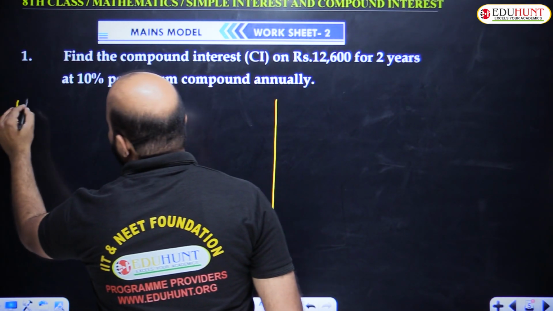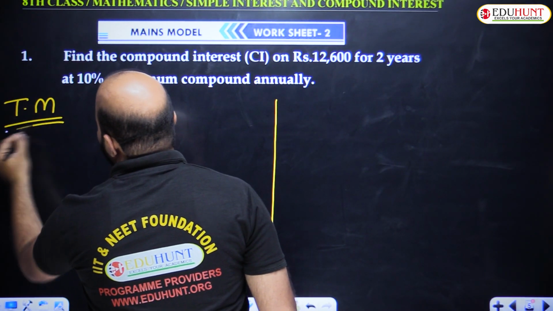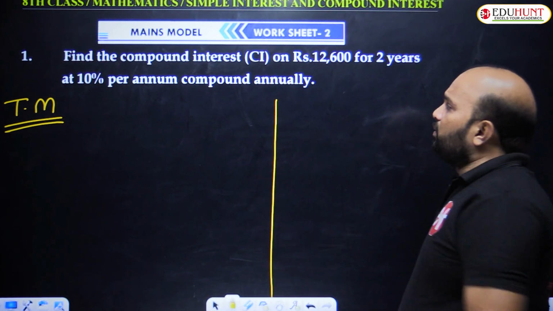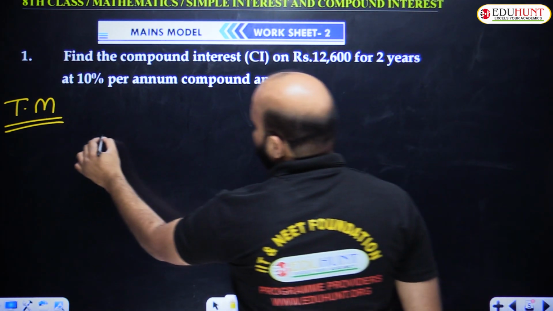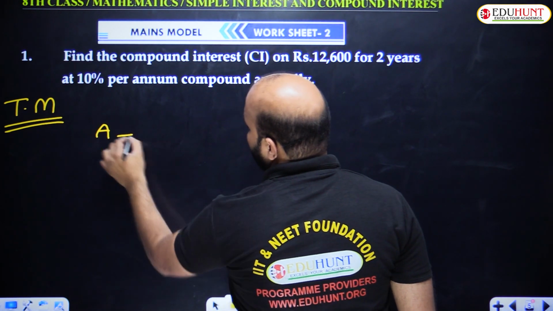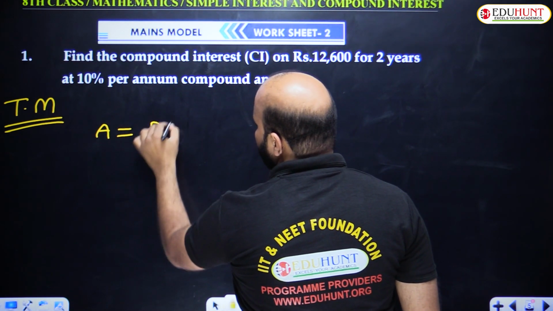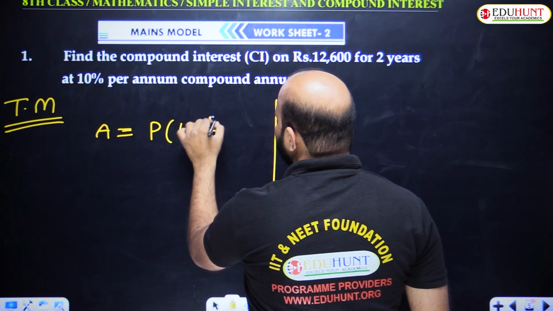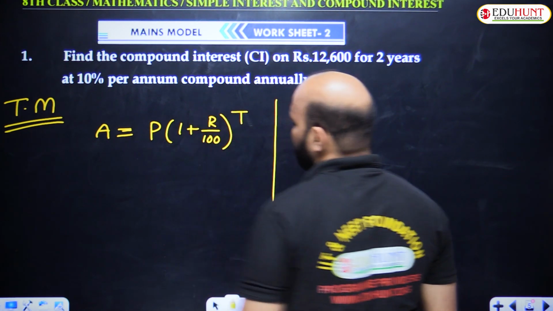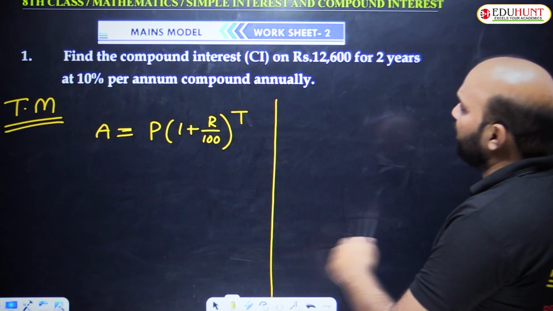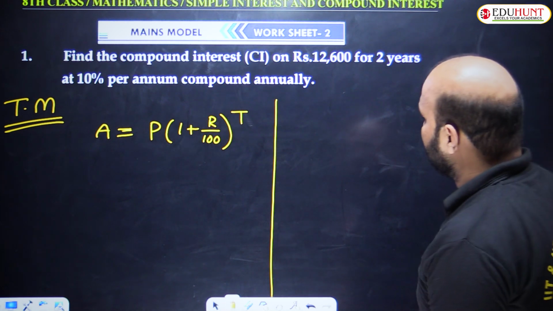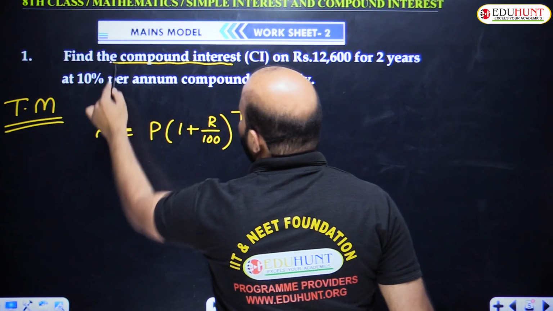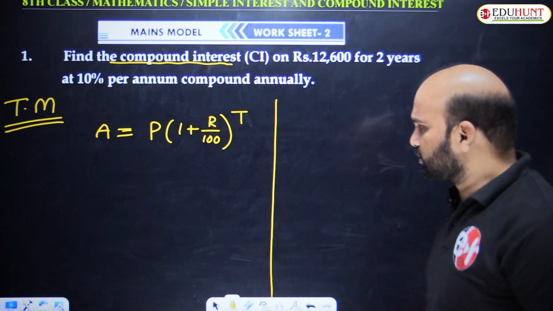So have a look at the traditional method. What is the traditional method? By using the amount formula, A equals P into (1 plus R by 100) whole power T. This is the amount formula. First we will get the A value, nothing but P plus I, principal plus compound interest. But the question I am asking is compound interest, which is amount minus principal.